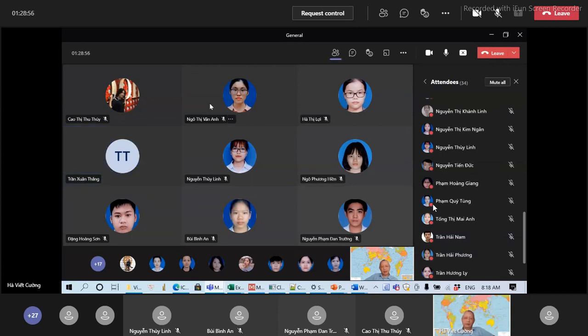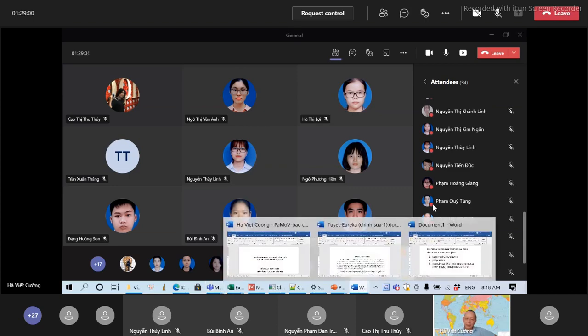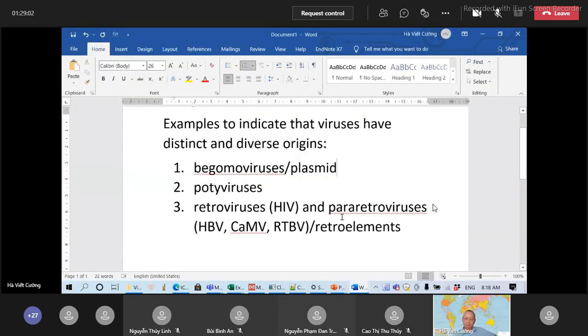Okay, good. Because time is limited, I give you some examples to indicate that the viruses have distinct and diverse origins. First is probably begomoviruses and plasmids.